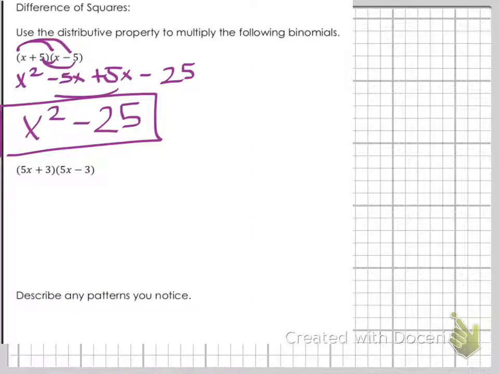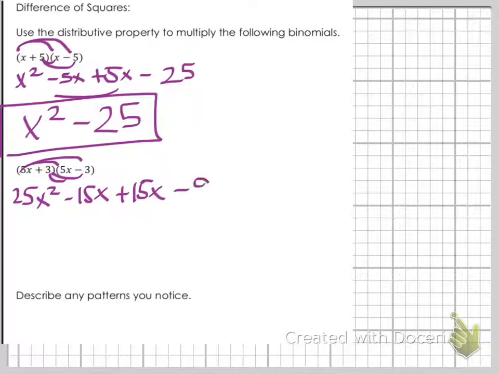Now let's take a look at 5x plus 3 times 5x minus 3. 5x times 5x is 25x squared. 5x times negative 3 is negative 15x. 3 times 5x is positive 15x. And then 3 times negative 3 is negative 9. When we combine our like terms here, they cancel out. We're left with 25x squared minus 9.